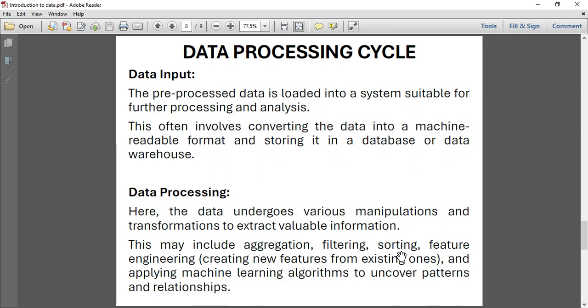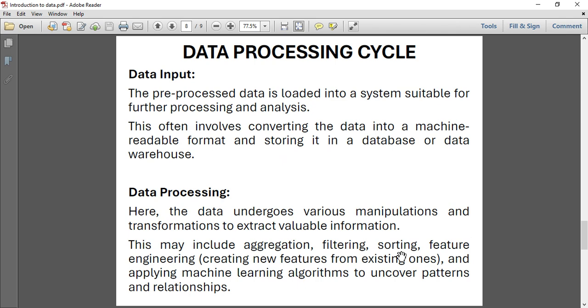And then you have data input. Here you are looking at the pre-processed data being loaded into a system suitable for further processing and analysis. For example, in ODK, you collect the data using the mobile phone. After collecting the data, you send it to the server, and you can load that data in Microsoft Excel, or you can load that data in SPSS for further processing. That is also data input.